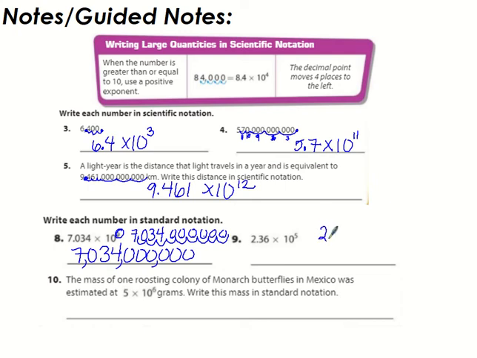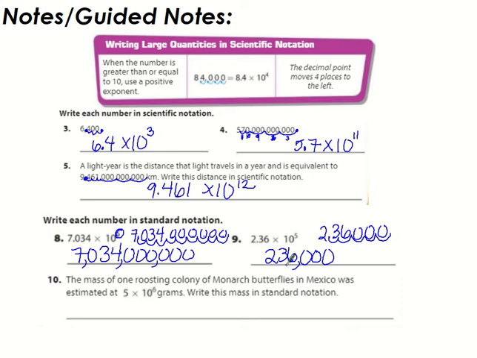Okay, let's do this one. I'm going to rewrite it over here again, just so we have space. So 1, 2, 3, 4, 5, 2, 3, 6. Blanks get zeros, so 3 extra zeros, and put our commas in.